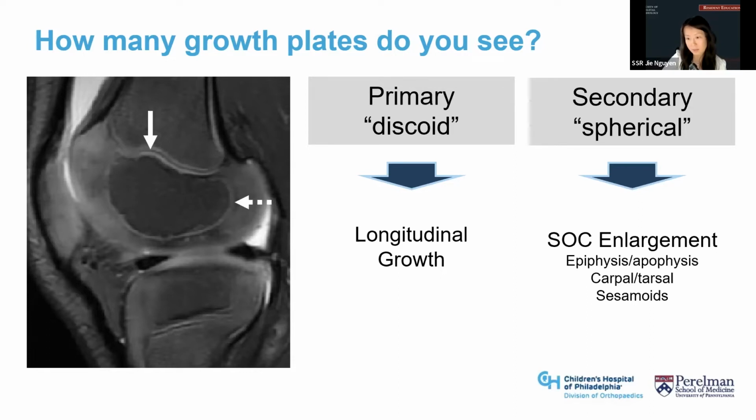These are seen in the epiphyses and apophyses. And you can see that there is actually one there in the tibia, the carpal and tarsal bones, as well as the sesamoids.